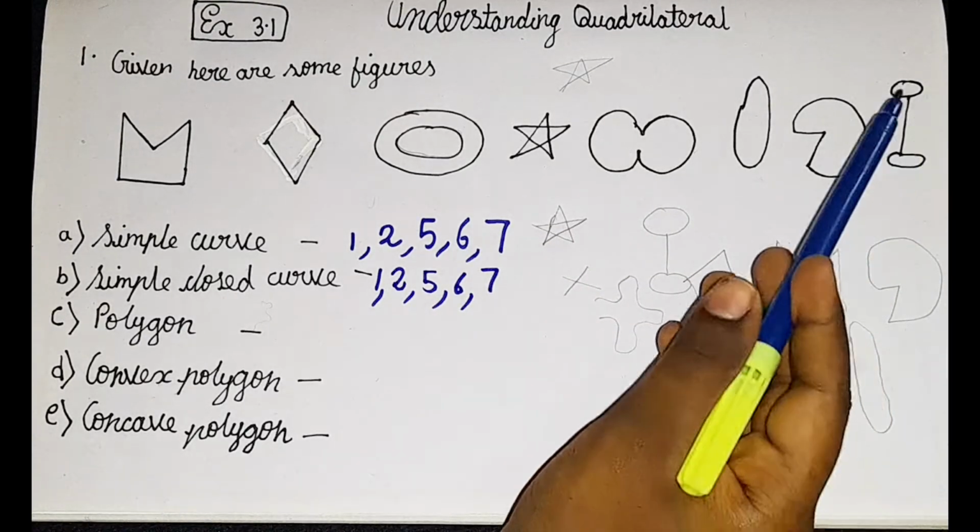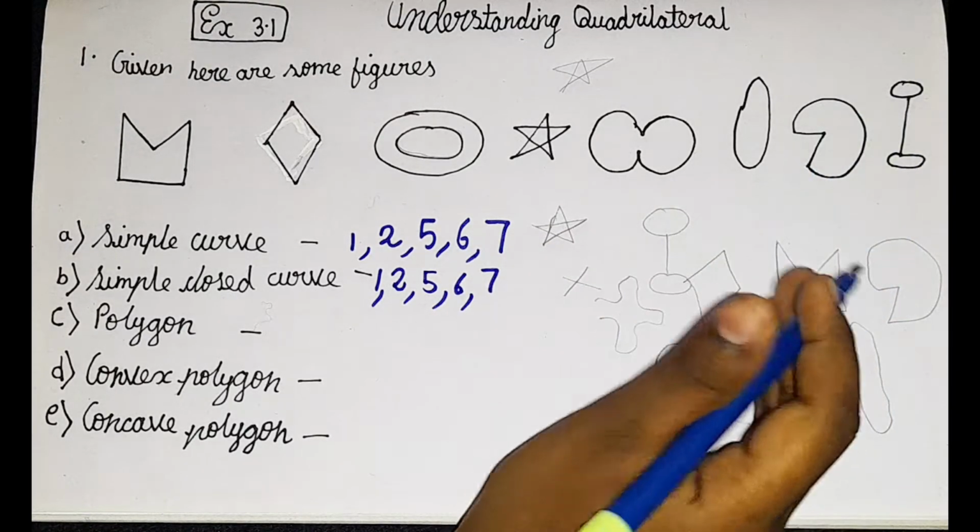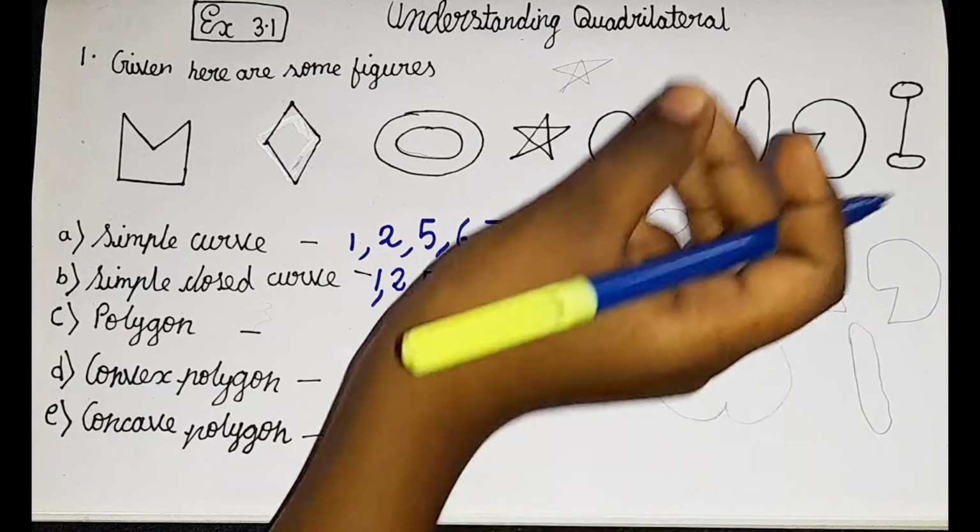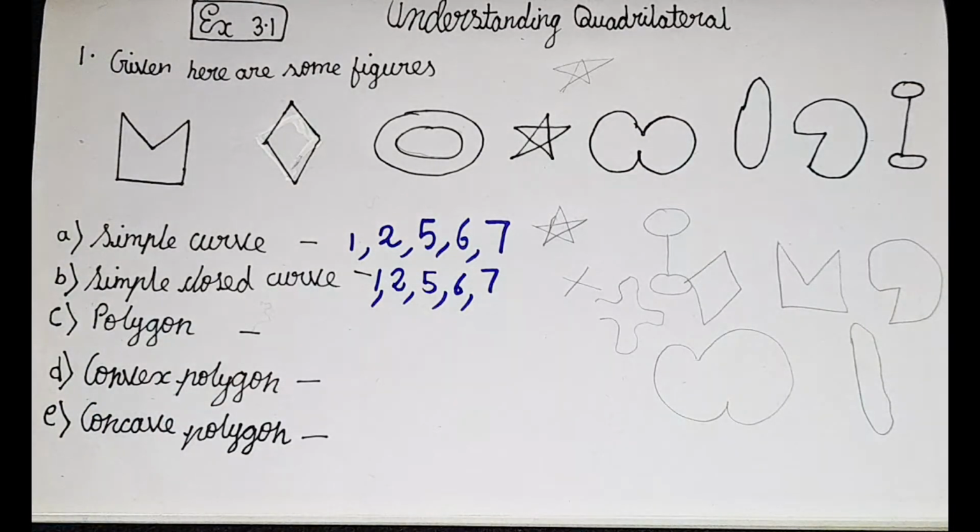And last we have a circle, line, circle. So that's not a closed curve because here we will lift the pen. Am I right? That's right. Okay. So next we have a polygon.